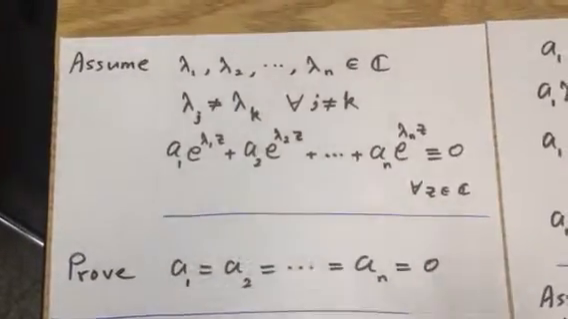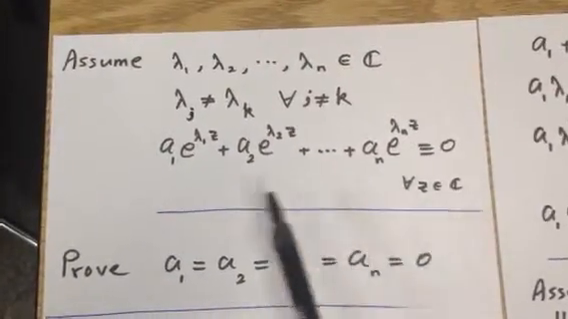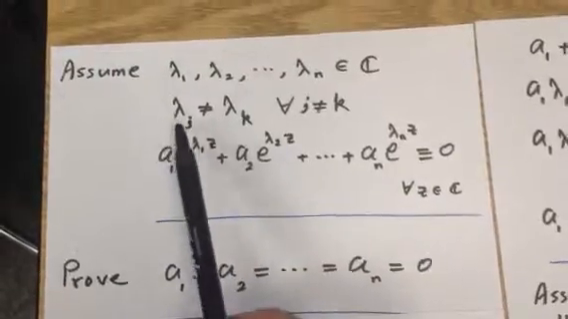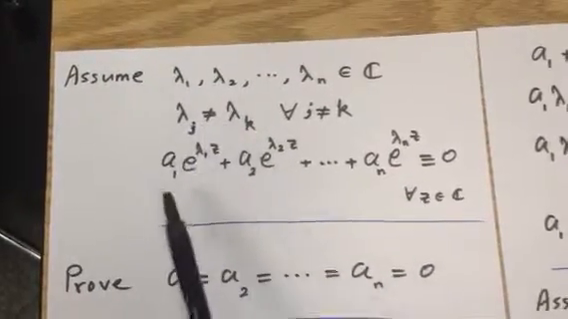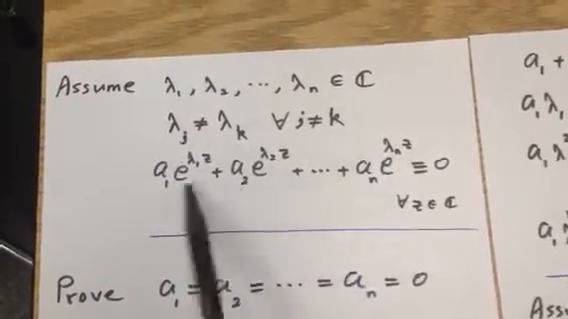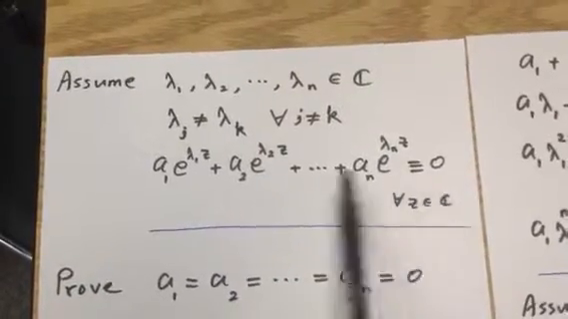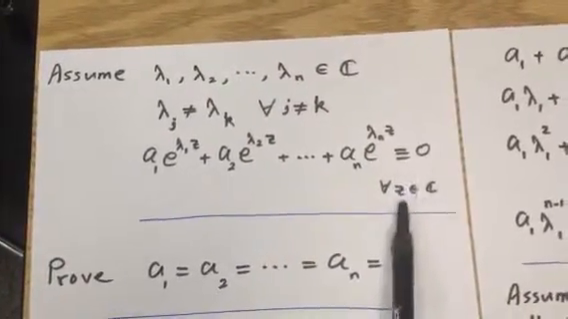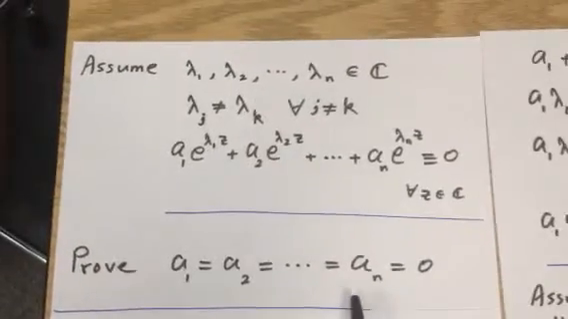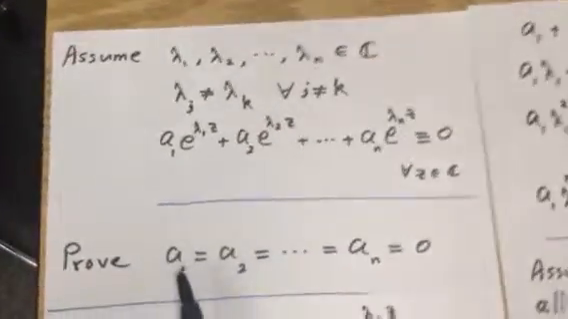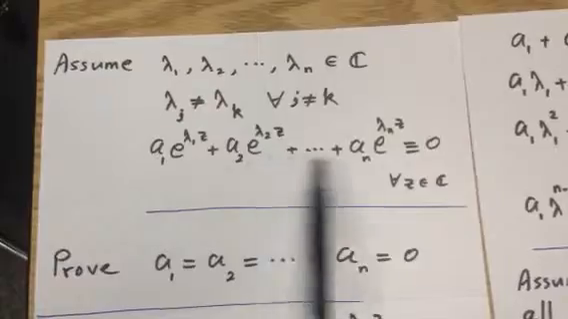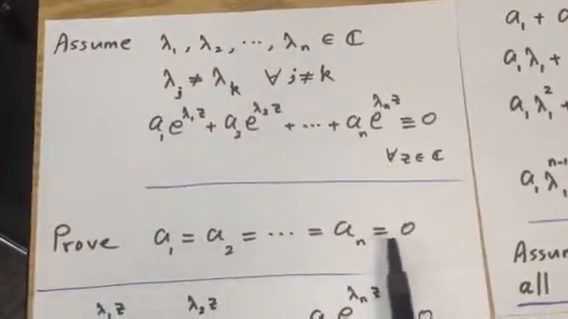Here's the whole proof. Our assumptions are that all the lambdas are distinct, and this linear combination is the zero function. So this is equal to 0 for every z. And we are proving that all the coefficients a1 through an must be 0.